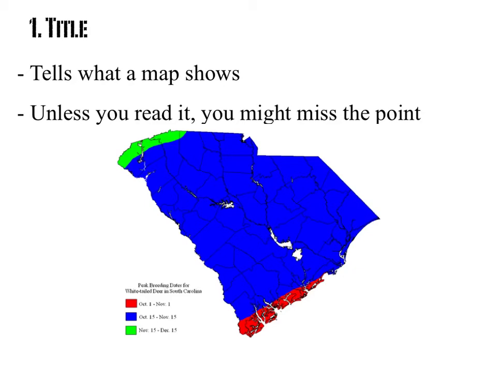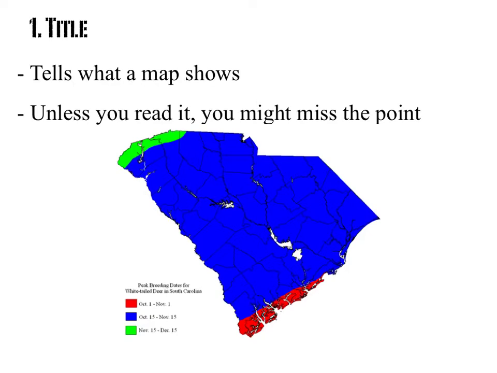The first one is the title, obviously. It tells you what the map shows, and it's the kind of thing that you can easily glance over without looking at. It's the way you meet somebody and shake their hand and they say their name, but you don't really listen. But you should really figure out what the title is. If you don't read it, you're going to miss the point.